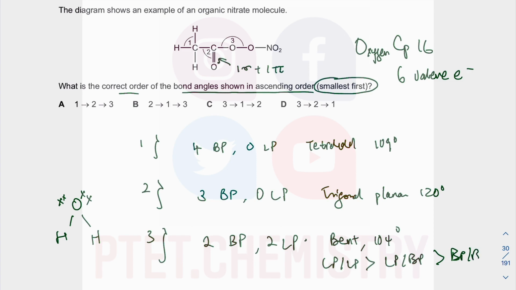Lone pair repels more than bond pair. So starting from the smallest angle, this is the smallest. So number 3 is the smallest, number 2 is the biggest. Number 3 is the smallest, number 2 is the biggest, so C is our answer.